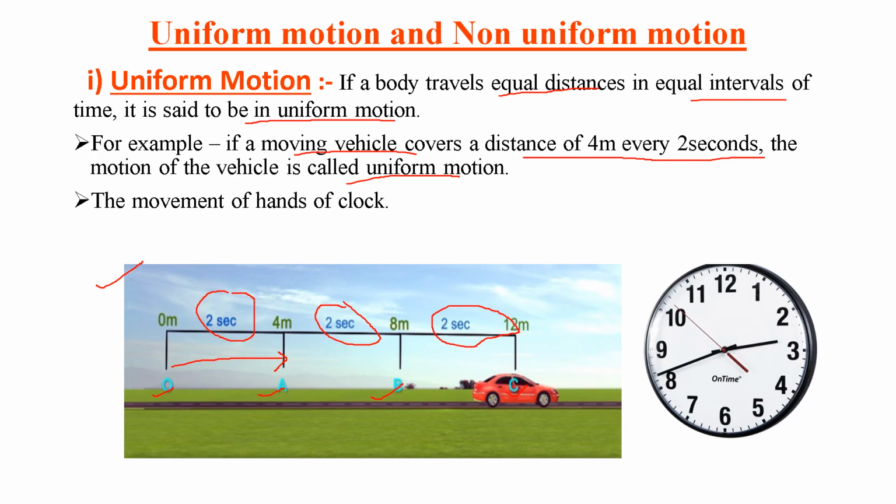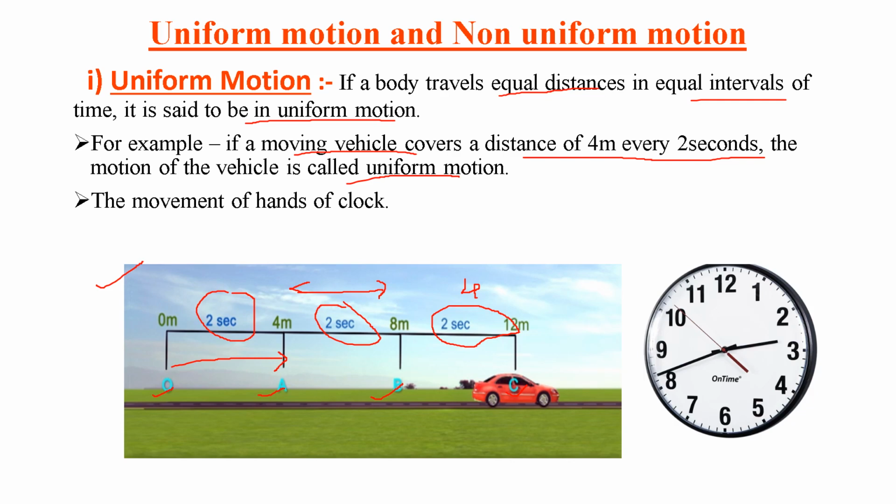And what about the distance? Here it was from 0 to 4 meter, means the distance covered is 4 meter. Then here it is 8 meter, means again the distance covered from A to B is 4 meter, and from 8 to 12 means again it is 4 meter. It shows that the distance covered is also equal, that is 4 meter, and the time taken is also equal, that is 2 seconds. So such a motion where both the things remain equal, such motion is known as uniform motion.